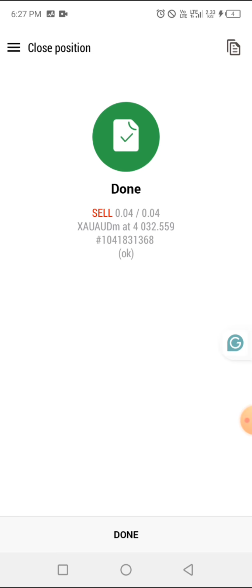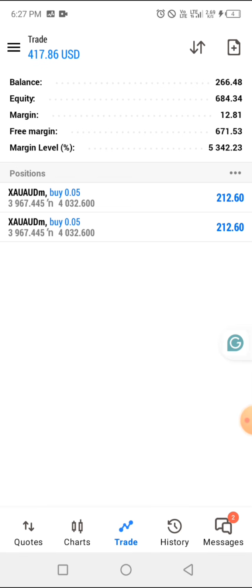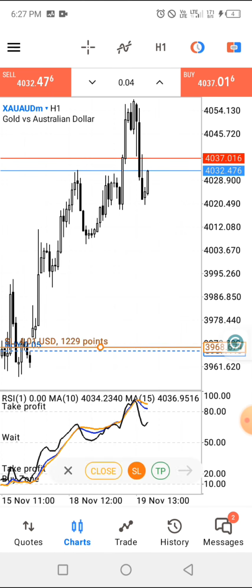Whenever you trade, make sure you make withdrawals. Make sure you make withdrawals whenever you trade. So even if this market pulls back to this stop loss right here, we are still protected.